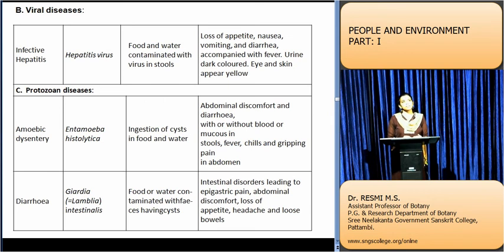Amoebic dysentery is caused by Entamoeba histolytica. The mode of spread is ingestion of cysts in food and water. Again abdominal discomfort and diarrhea, blood in stool, fever, chill, gripping pain in abdomen, etc. And then comes the common diarrhea, which is caused by Giardia intestinalis, which is again spread by food or water contaminated with feces having cysts. Again symptoms are intestinal disorders leading to pain, abdominal discomfort, loss of appetite, headache and loose bowels.